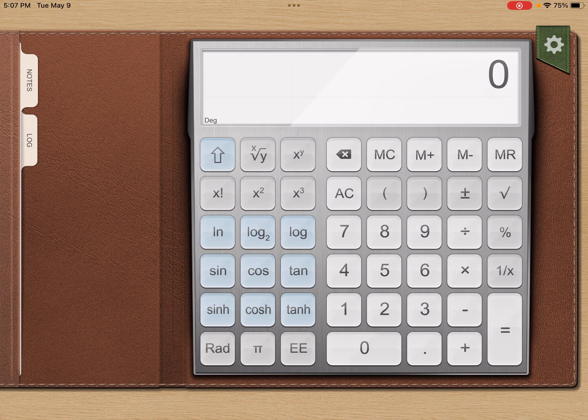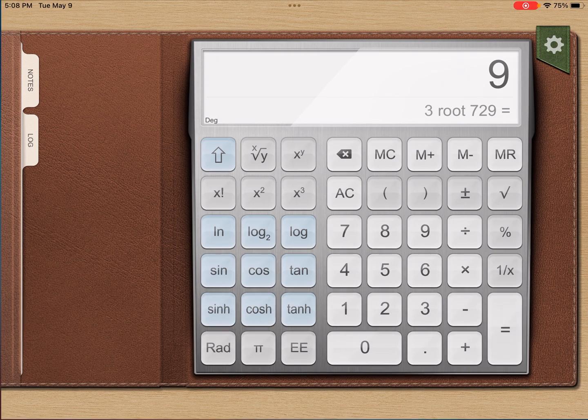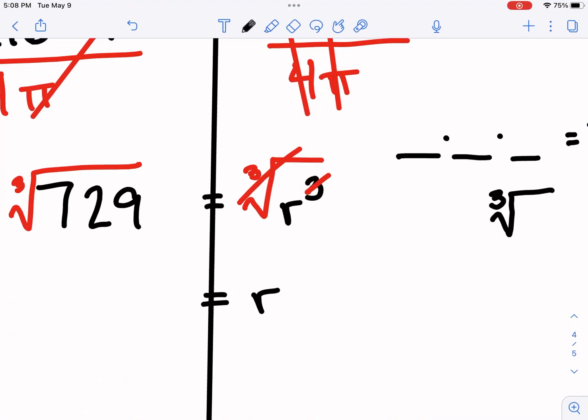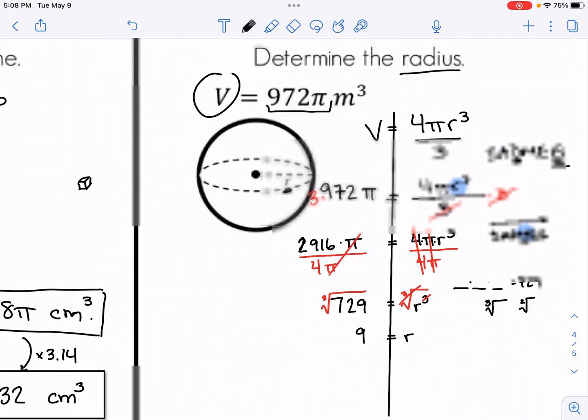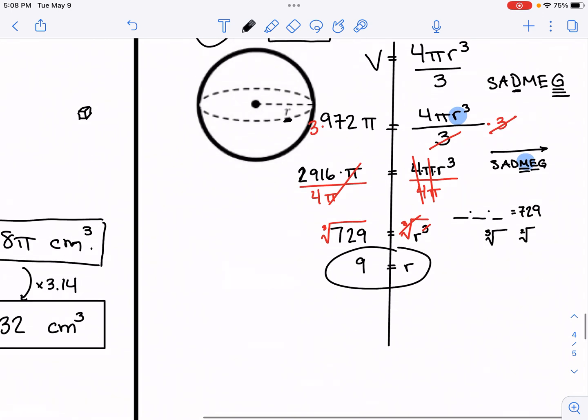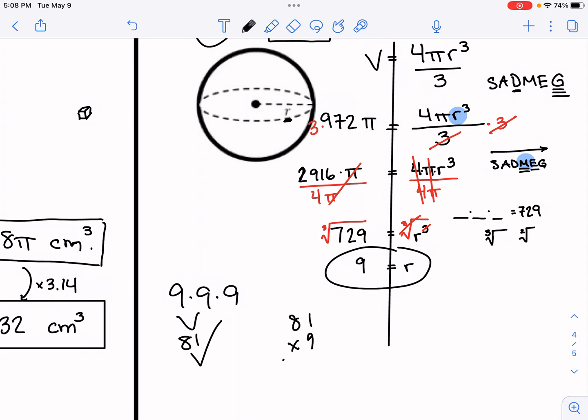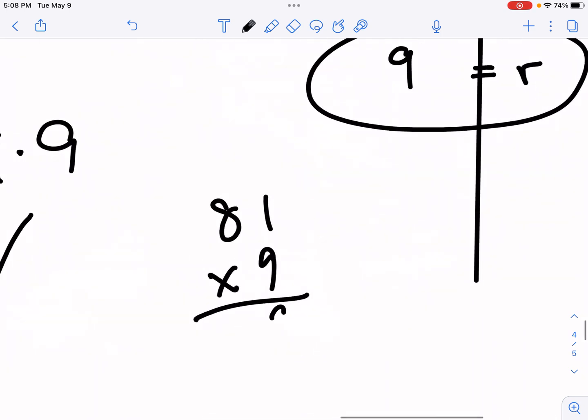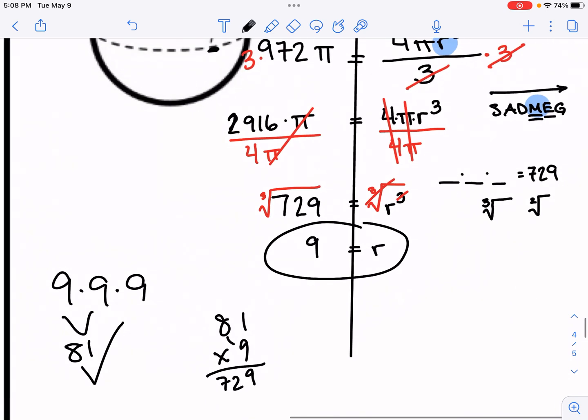But let's figure out our problem. So again, the 3, that root, and we'll put 729, enter. It is 9, because 9 times 9 times 9 is 729. Let's prove that here. Just off to the left, 9 times 9 is 81. 81 times 9, where 9 times 1 is 9, and then 8 times 9 is 72. So it is 729, as we see right here.